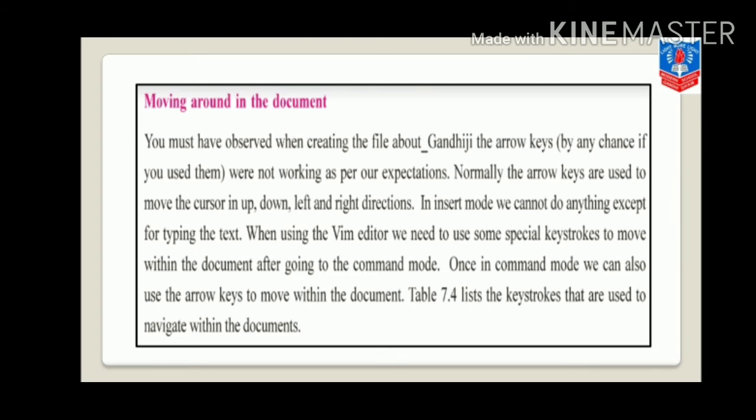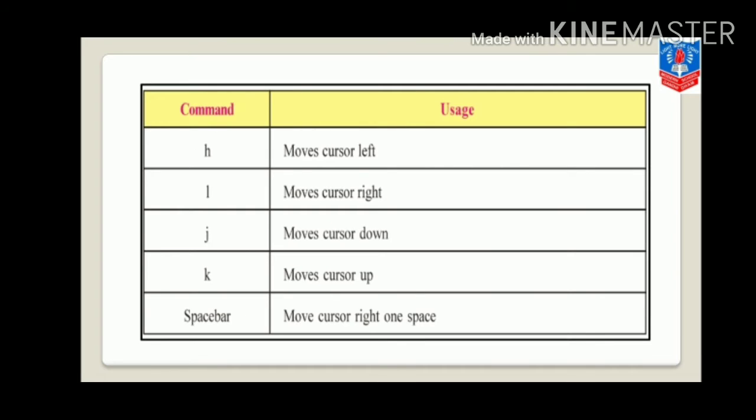Once in the command mode, we can also use the arrow keys to move within the document. So here is a list of keystrokes that are used to navigate within the document, children. Commands are given, command and uses. Small h, move the cursor left. Small l, move the cursor right. J, move the cursor down. K, move the cursor up. Space bar, move cursor right one space.